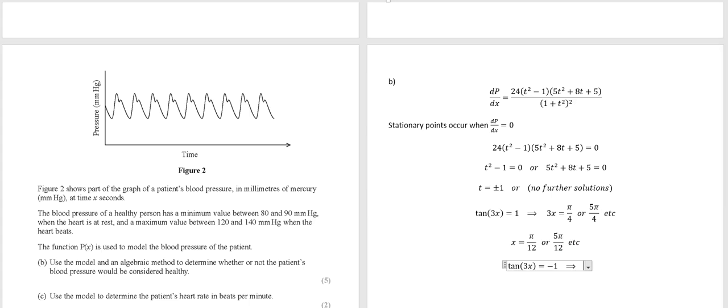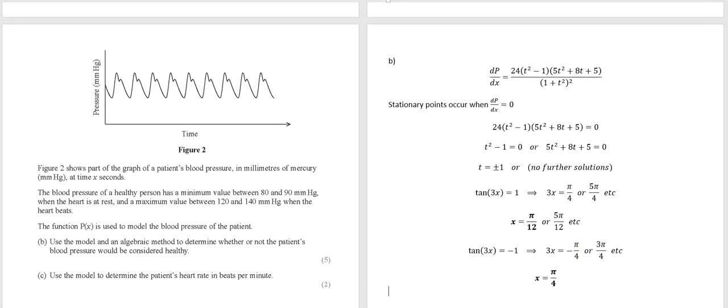But inverse tan of minus 1, because of the rotational symmetry of the graph, we should be getting 3x equals minus pi by 4, or 3 pi by 4, etc. That gives x equals minus pi by 12, or pi by 4. Now the minus pi by 12 is negative, so we can ignore that one. So we'll focus on x equals pi by 4, and x equals pi by 12. Those two should give us what we're looking for.